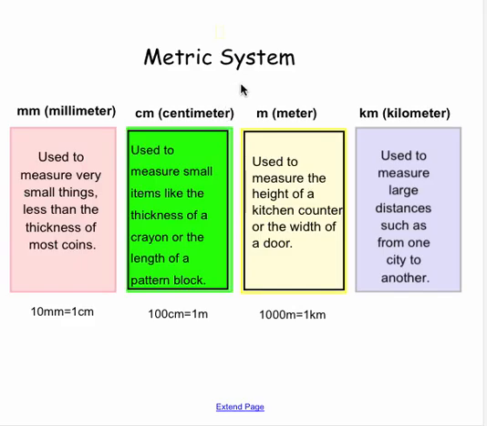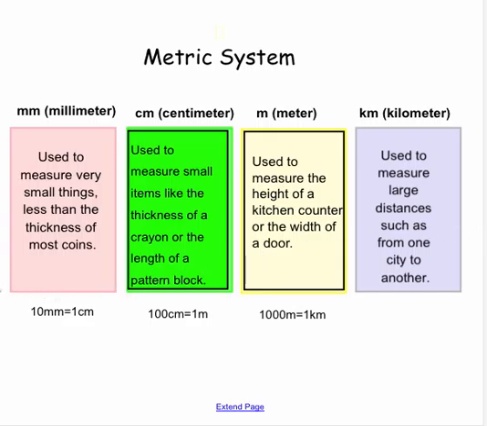If we keep going, the next unit up is meter. This is used to measure the height of a kitchen counter or the width of a door. And finally, the largest unit of measurement we're going to talk about today is kilometer, or kilometer, depending how you pronounce it. This is used to measure large distances, such as from one city to another.